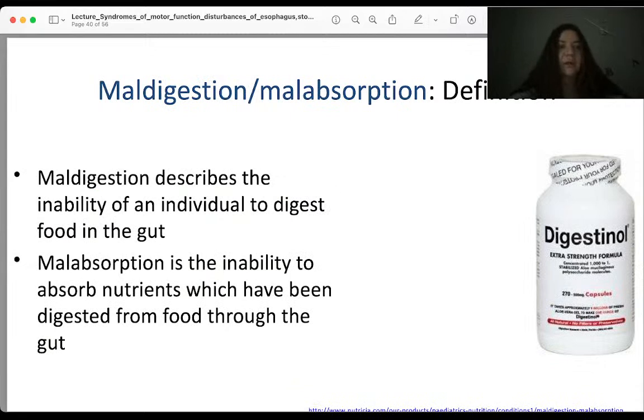Okay, and two more terms that I want to discuss with you today. It is maldigestion and malabsorption. These are very often terms that you will meet during all your education and learning of internal medicine. They are very important. Let's give a definition to these terms. Maldigestion describes the inability of an individual to digest food in the gut. Malabsorption is an inability to absorb nutrients which have been digested from the food through the gut.